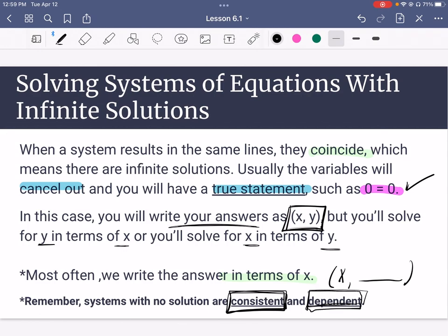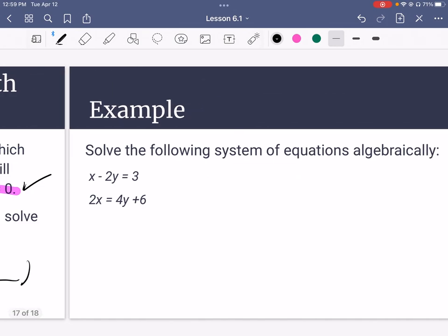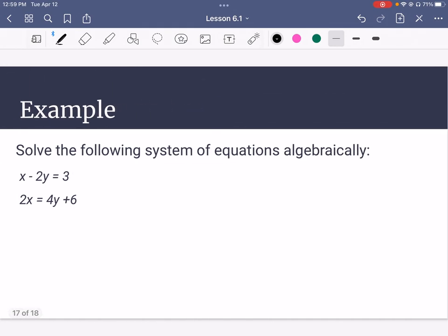Okay, also quick reminder, systems that have infinite solutions are consistent. They always have every single point in common. We can count on that, they're consistent, but they are dependent because it is the same line that is coinciding.